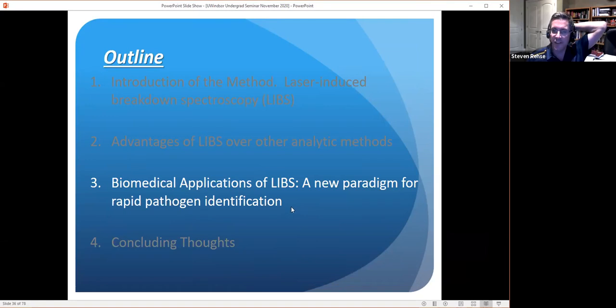Okay, so let's just get into the application I'm most interested in, biomedical applications. I really do consider it a new paradigm for rapid pathogen identification. Of course, with COVID, when have we ever in our lifetime ever been more interested in rapid pathogen identification? I would argue never. But they all chase down the same old roads. There's not a whole lot new going on.